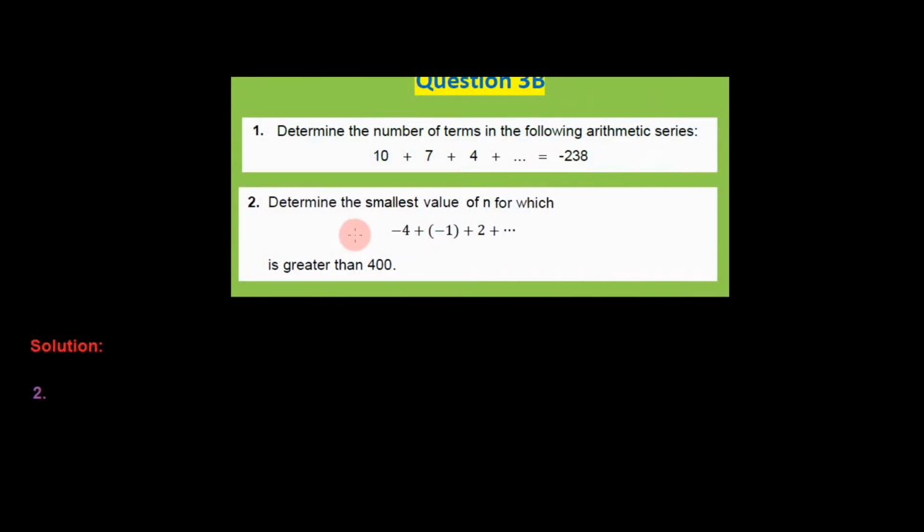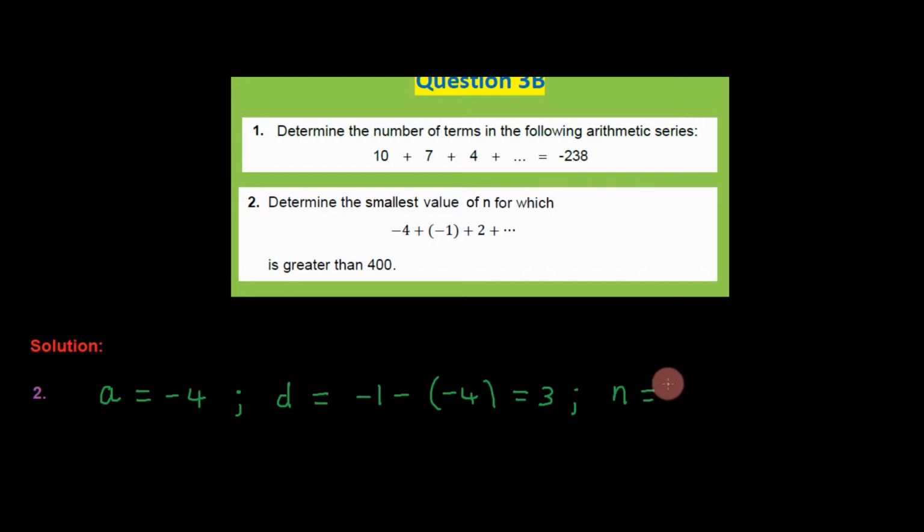Let's look at your second answer. It says, determine the smallest value of n for which this series is greater than 400. Let's write down what we have and what we need to find. We have the first term a, which is negative 4. We can get the common difference d by taking term 2 less term 1, so minus 1 minus negative 4. And that's negative 1 plus 4, which is 3.